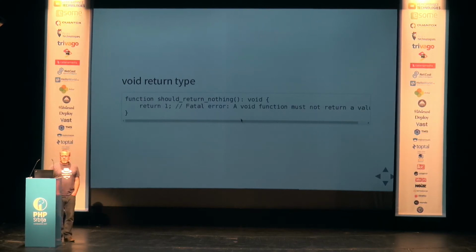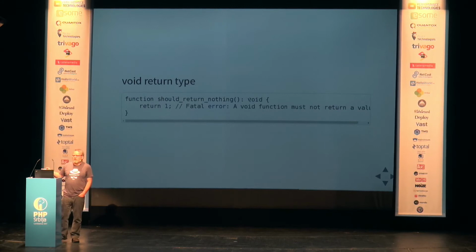One of them is a void return type. PHP can't actually return void. It is still null behind the scenes, but this allows you to specify, I don't want anyone using the return from this function. So you say it returns void, and then the type system can tell you if you're trying to use that return value. And you also get a fatal error if you try to return something from a void function.